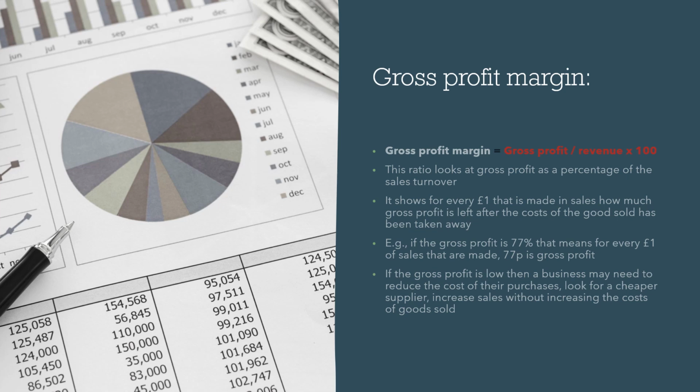For example, if the gross profit margin is 77%, that means for every £1 of sales that is made, 77p is gross profit. Now, if the gross profit of the business is low, then a business may need to reduce the cost of their purchases, look for a cheaper supplier, or increase sales without increasing the cost of goods sold.